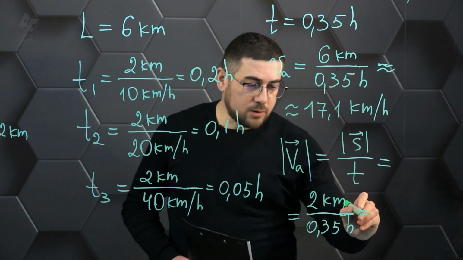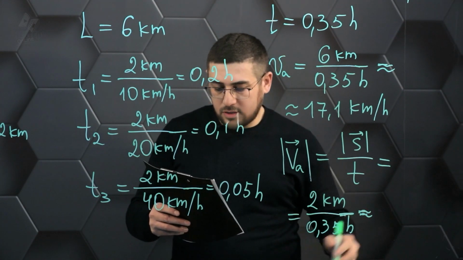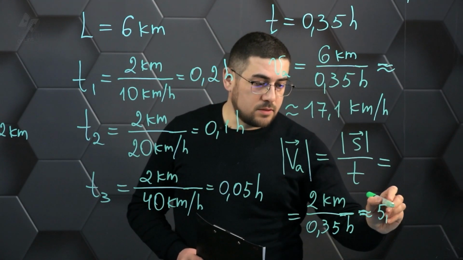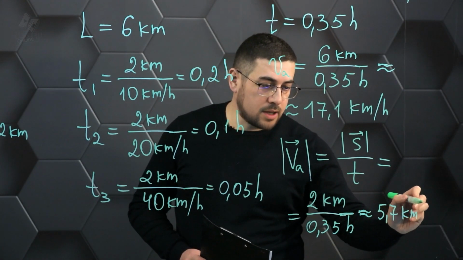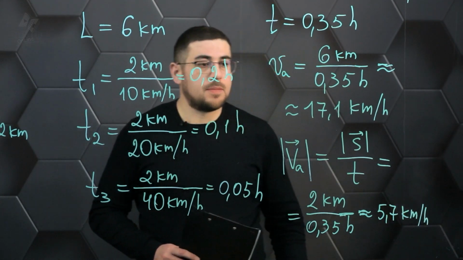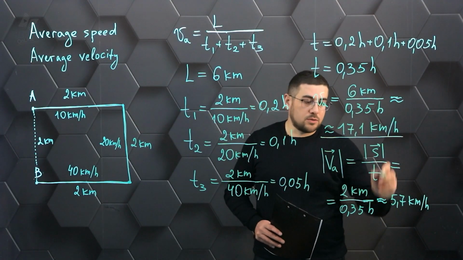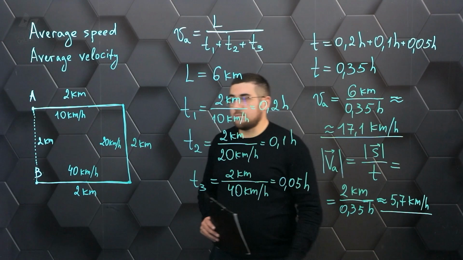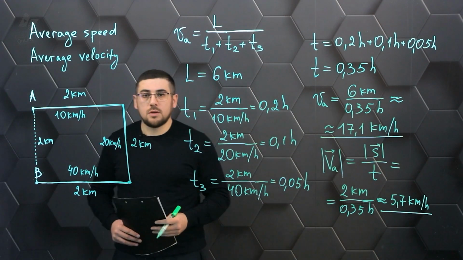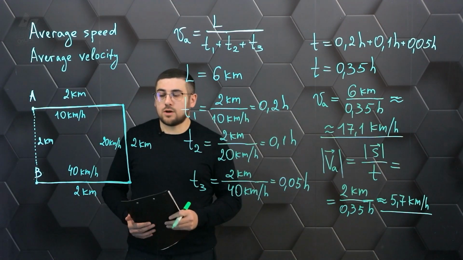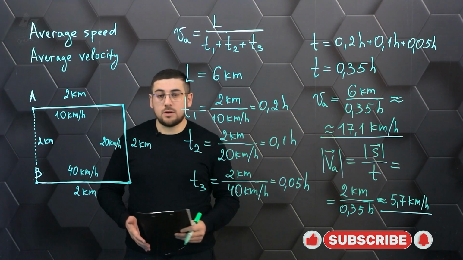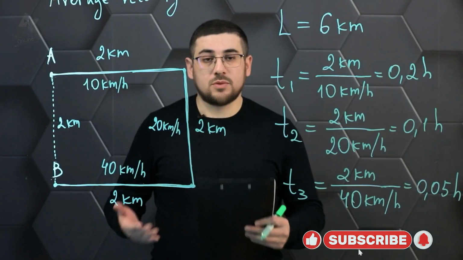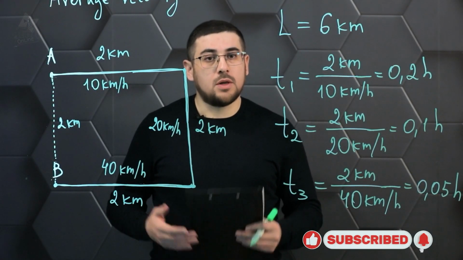So we get an approximate answer of 5.7 kilometers per hour. As we can see, the answers are different. And this confirms once again that the average speed by modulus and the average speed by direction are different speeds. And in problems, we should always pay attention to what speed we are talking about.